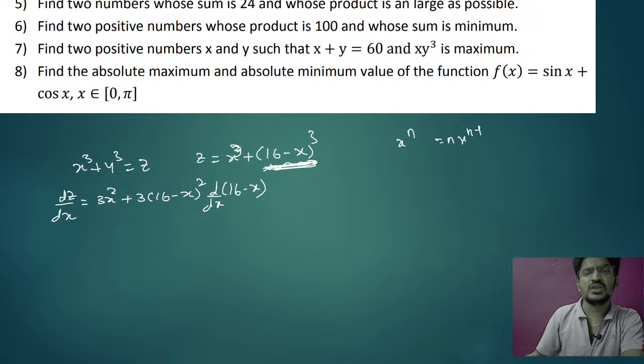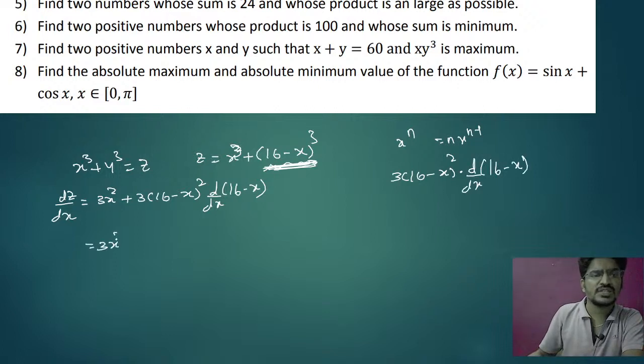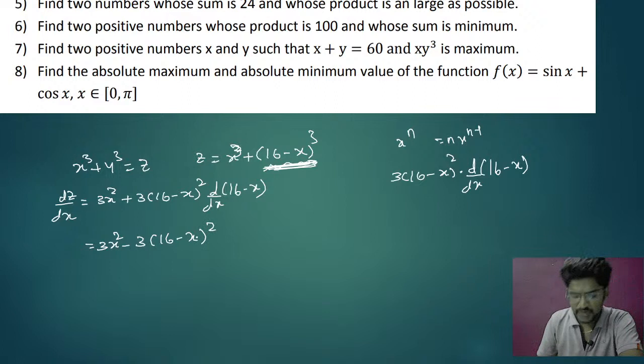By applying chain rule, it will be 3 into (16 minus x) whole square into d by dx of (16 minus x). So that will be 3x square. Differentiation of 16 is 0. Differentiation of minus x is minus 1. Minus into plus is minus, 3 into (16 minus x) whole square.